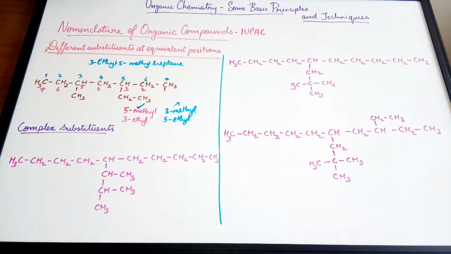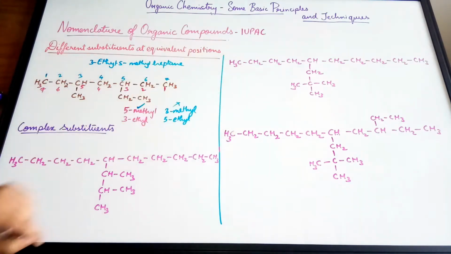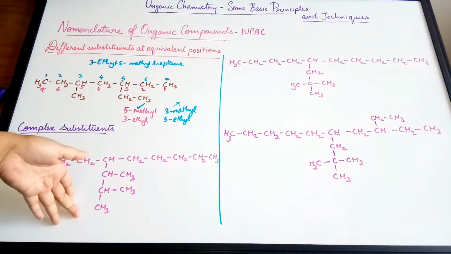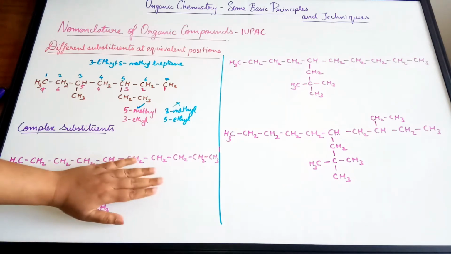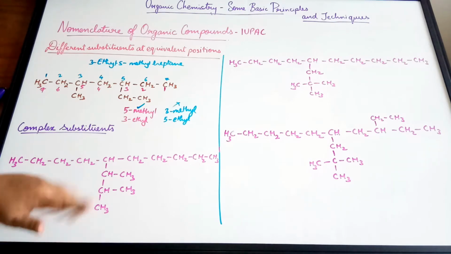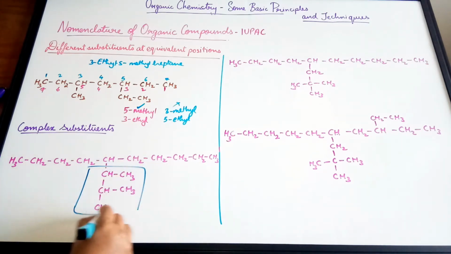Next one is complex substituents. Now in this particular chain you have 1, 2, 3, 4, 5, 6, 7, 8, 9 and 10. This is one chain. 1, 2, 3, 4, 5, 6, 7, 8. This is another chain. Obviously 10 is greater than 8, because of which this is our main chain. Now this has a complex substituent. Till now we only talked about a methyl group or an ethyl group or even a propyl group, but we've never seen such a complex substituent. So this particular substituent is named inside brackets. First of all, this is the substituent in this compound.